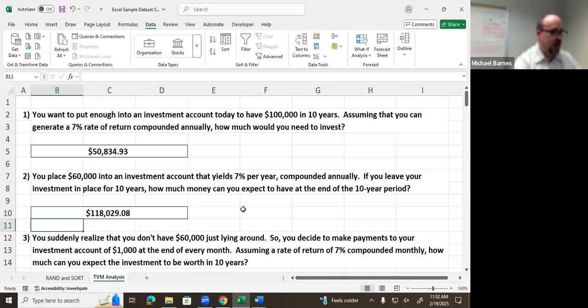So my result is $118,029.08, which is roughly double what I originally invested. That's a pretty good analysis. So yeah, this is pretty simple and straightforward, but there is a fundamental problem with these types of questions.